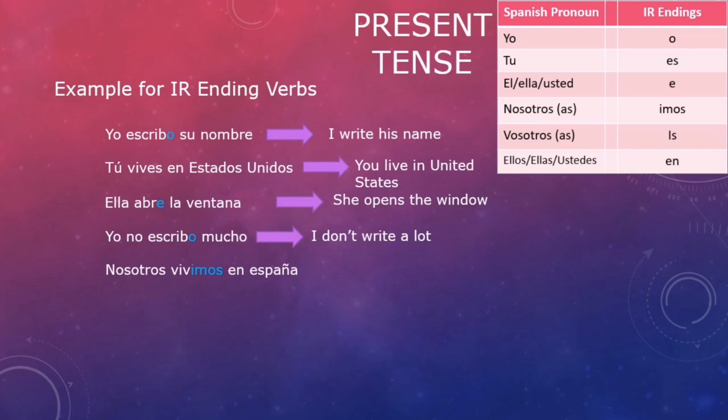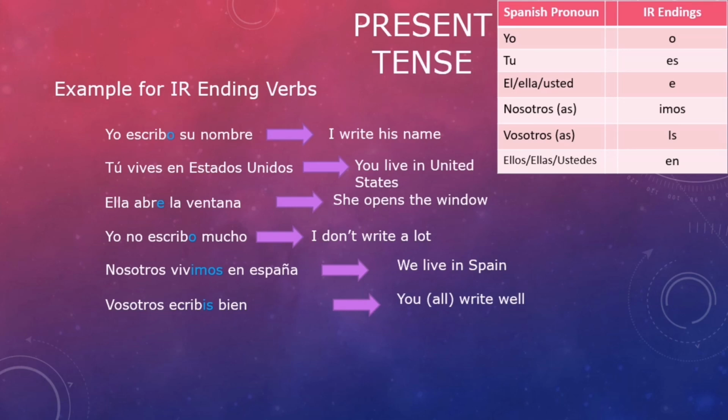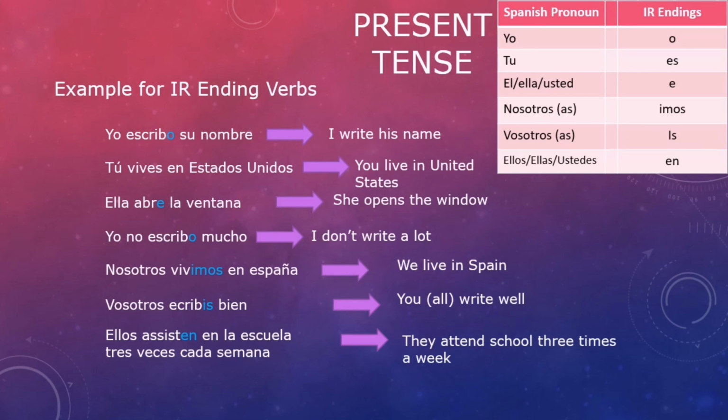Nosotros vivimos en España. We live in Spain. Vosotros escribís bien. You write well. Ellos asisten en la escuela 3 veces cada semana. They attend school 3 times a week.